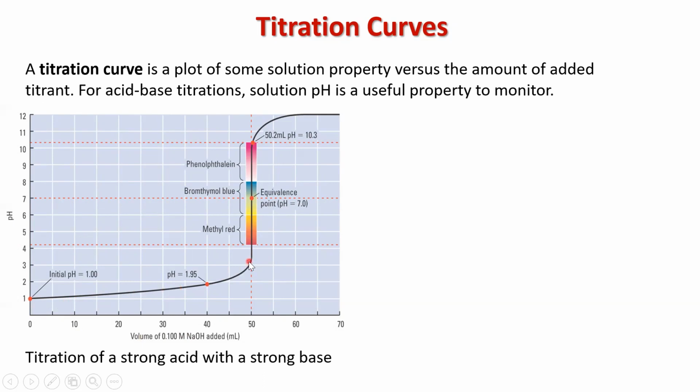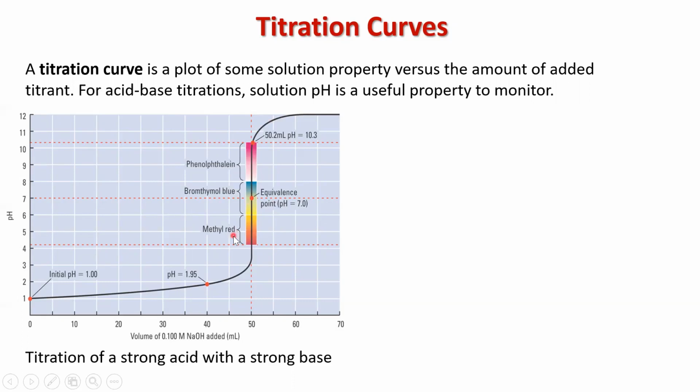And a classic part of a titration curve is this part right in along here. Because right here is where we have our equivalence point. So this is the point where the moles of the strong acid equal the moles of the strong base.